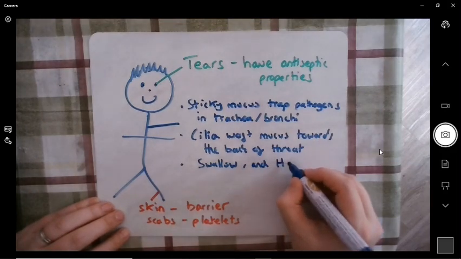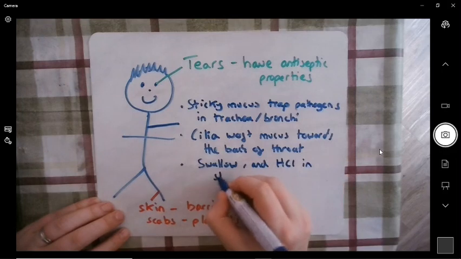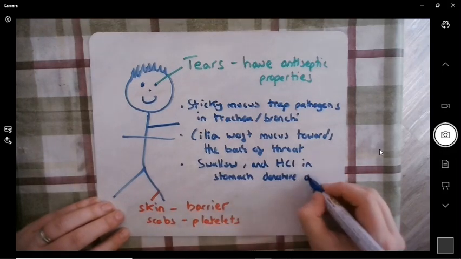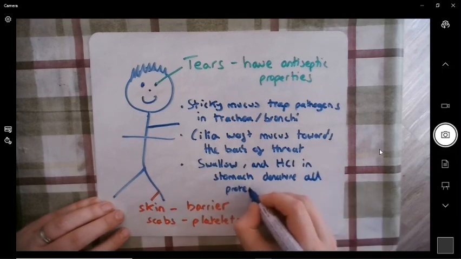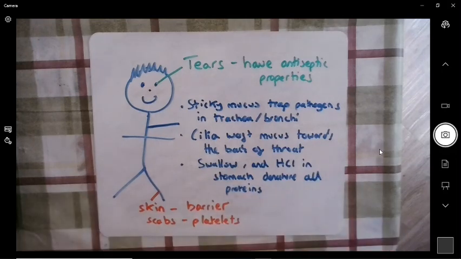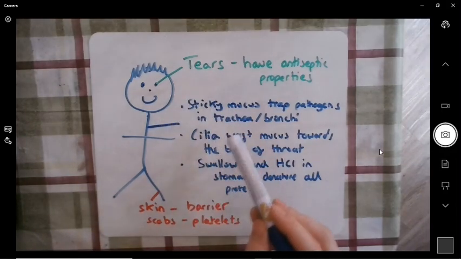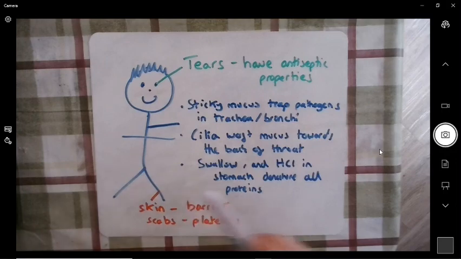And hydrochloric acid in the stomach will denature all the proteins that arrive there. And because living cells and pathogens are primarily made of protein, that will destroy the pathogen. So this lovely story linking together the mucus, the cilia and the stomach acid, that is a lovely, lovely linked idea that's going to get lots of marks.